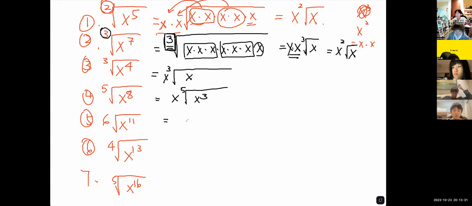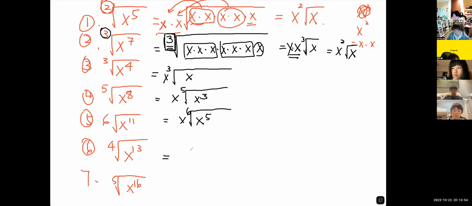Elaine. X and then square root. Not square root, radical root. Oh, radical root. And then x to the 5. Very good. And outside there's a 6. Very good. Good job.